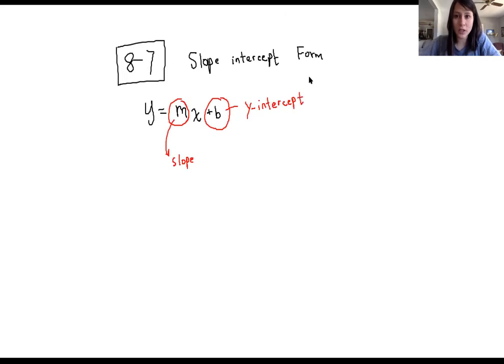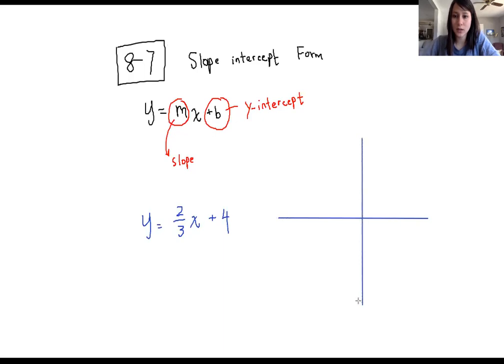So if I gave you an equation that was y equals 2/3 x plus 4, that means to translate this onto a graph, it would be intercepting on positive 4 on the y: 1, 2, 3, 4. And so that would be my starting point. That's where it's crossing over on the y. And then the slope of the line is 2/3, which means it goes up 2 to the right 3.